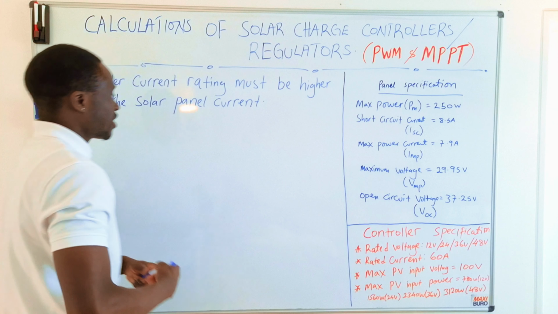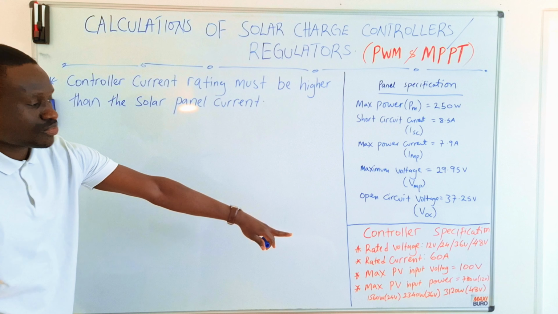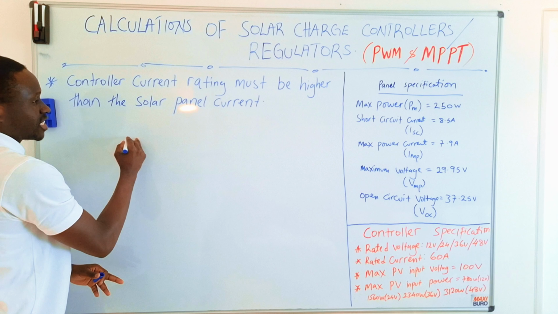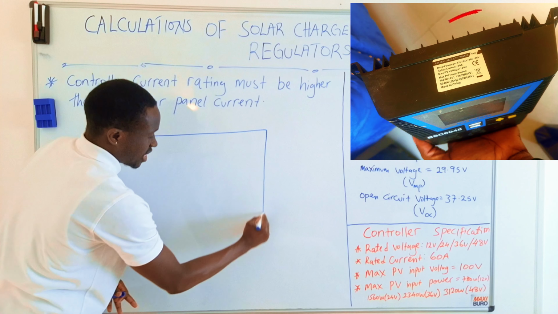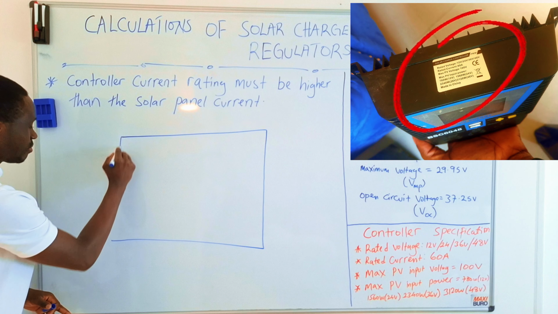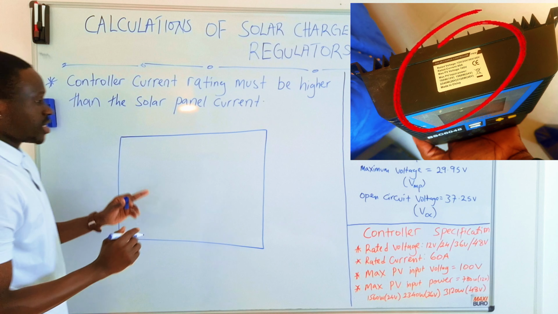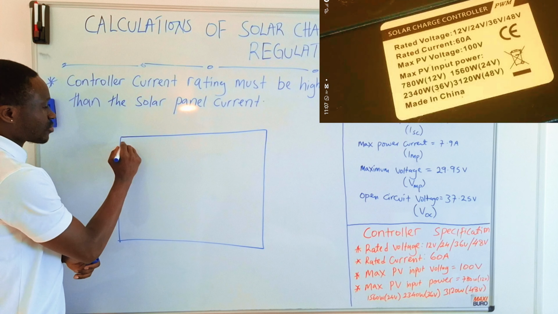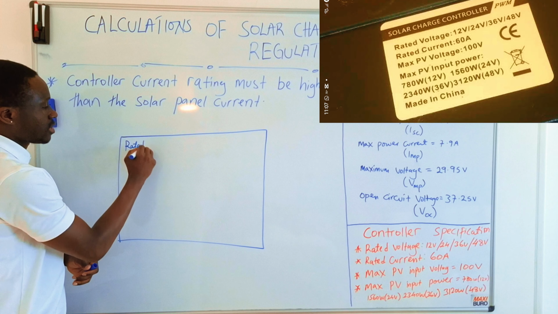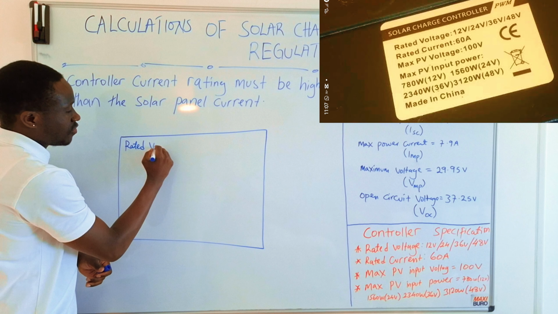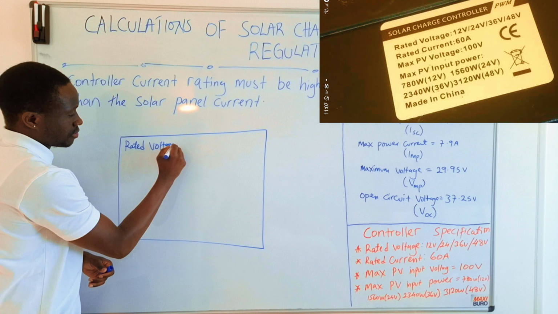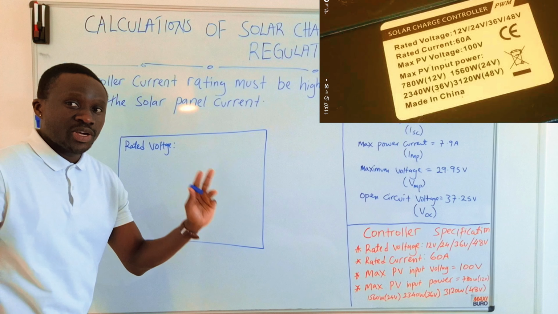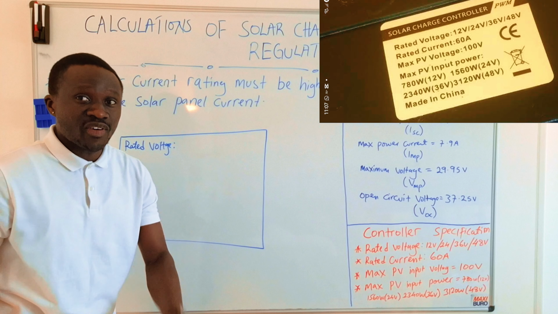Okay, I'm saying when you see the rated voltages behind the charge controller, you'll see a sticker like this, a technical sticker. Okay, on this technical sticker, they will write for you rated voltage. This rated voltage is the one I'm meaning. It must match with the battery voltages.